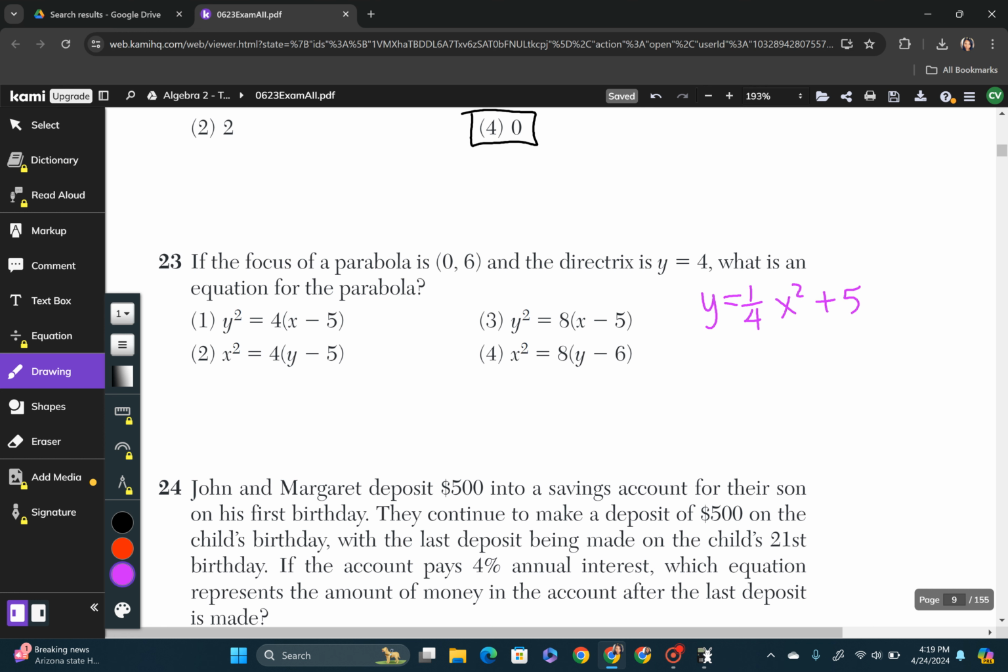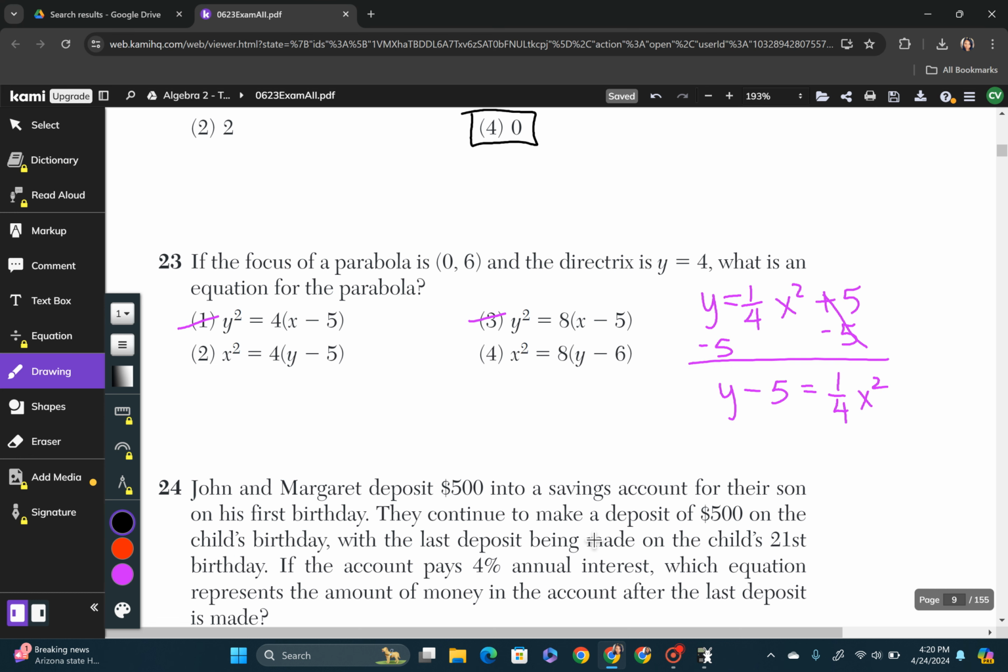It's definitely not anything with a y squared, so those are out. Okay, so then here I'm going to get my 5 over, so I'm going to do minus 5. So this cancels out. So I have y minus 5 is equal to 1/4 x squared. I have to get my x squared by itself. So what does that mean? That means that I'm going to multiply this whole thing by 4. So these will cancel out. Whatever I do to one side, I do to the other side.